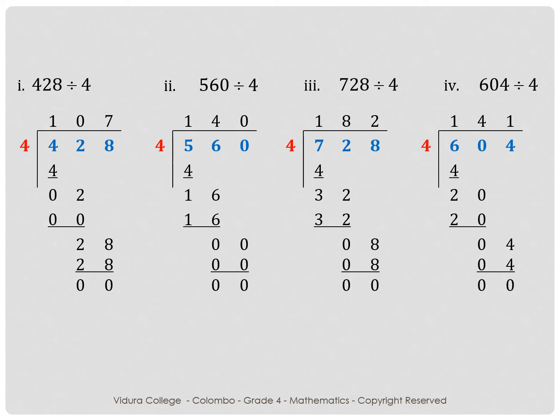Children, did you find the answers? Okay, let's check your answers now. First answer should be 107 and no remainders. Second answer should be 140 and no remainders. Third answer should be 182 and no remainders. Fourth answer should be 141 and no remainders.